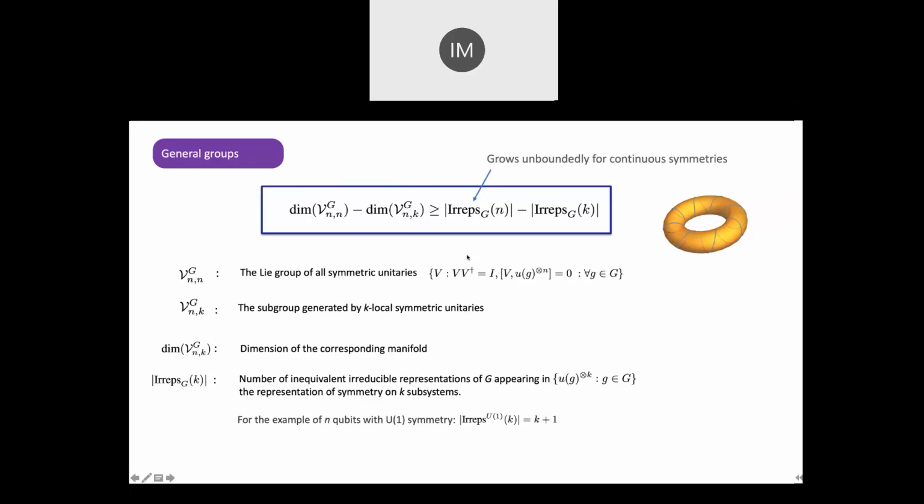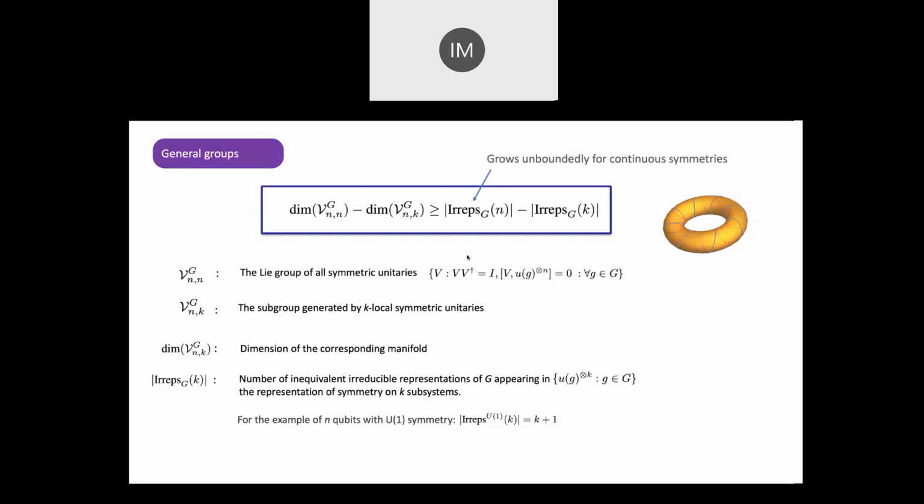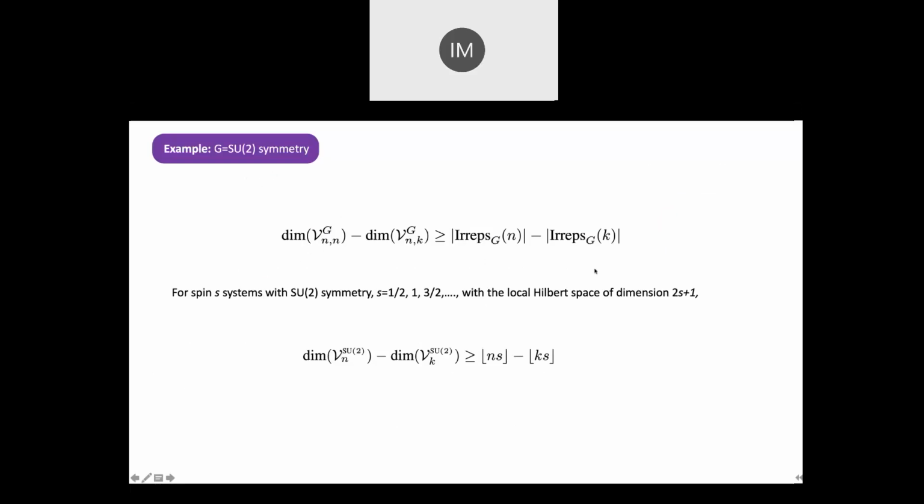Okay, so it's kind of interesting, surprising, and maybe disappointing results for some applications. I will come back to the consequences of this result. But let's also think about the example of SU(2) symmetry. So how does this bound work for SU(2) symmetry with, let's say, a spin-S system? All subsystems are spin S, which means that they have dimension 2S plus 1. Then this bound becomes the difference between all SU(2)-invariant unitaries versus those that can be generated by K-local SU(2)-invariant unitaries. It becomes this bound: the integer part of N S, where S takes this value, minus K S. Again, it grows unboundedly with N.